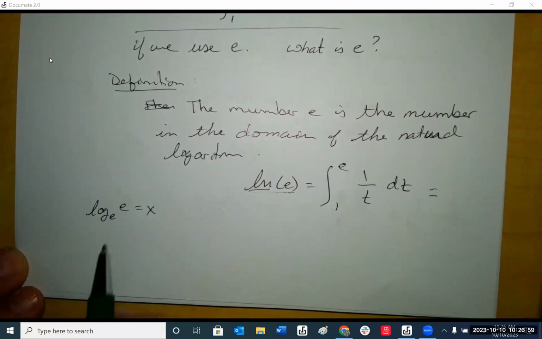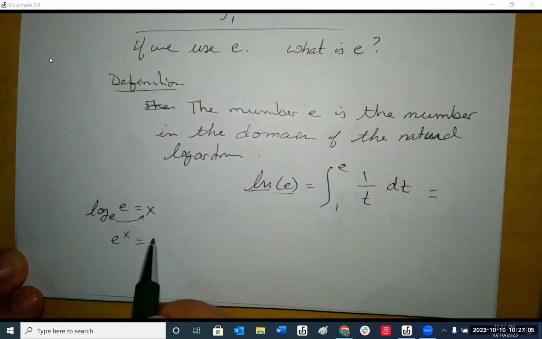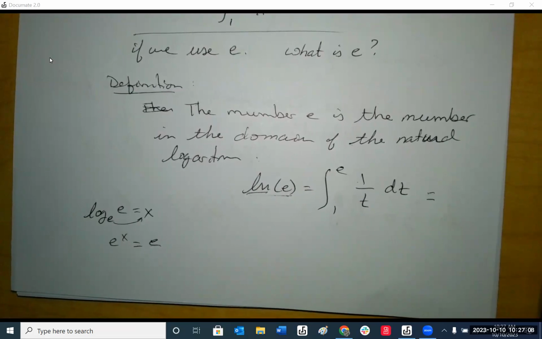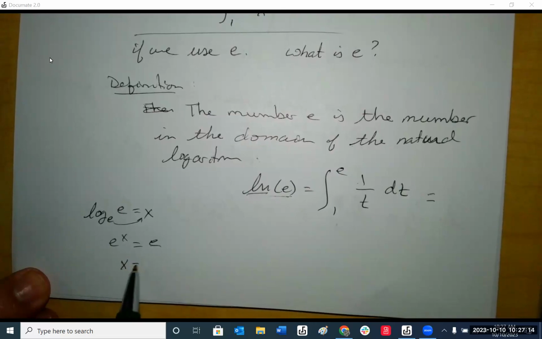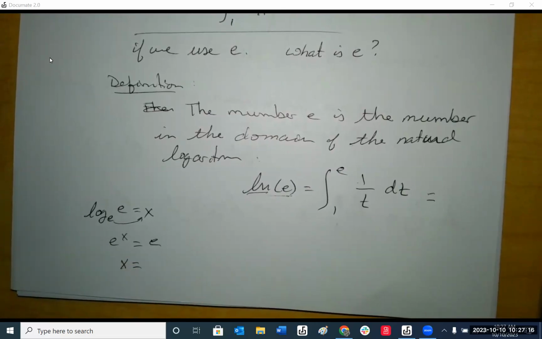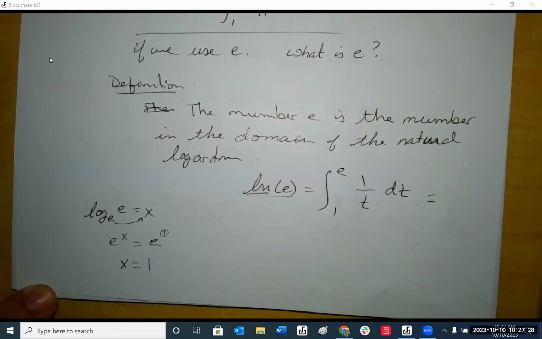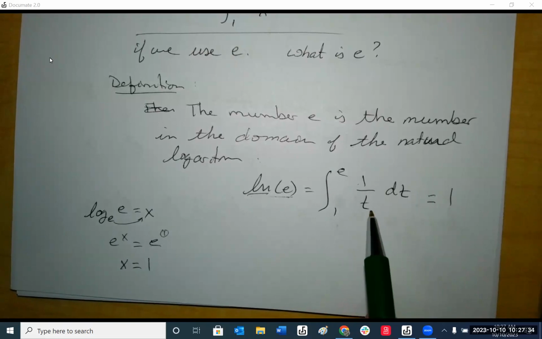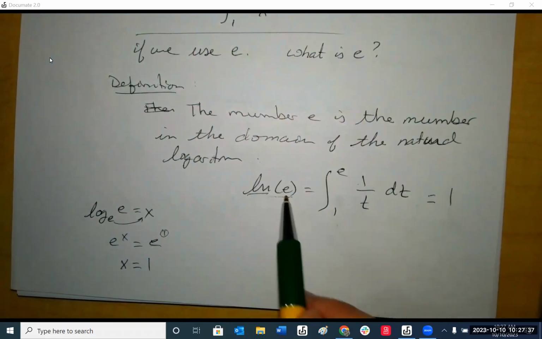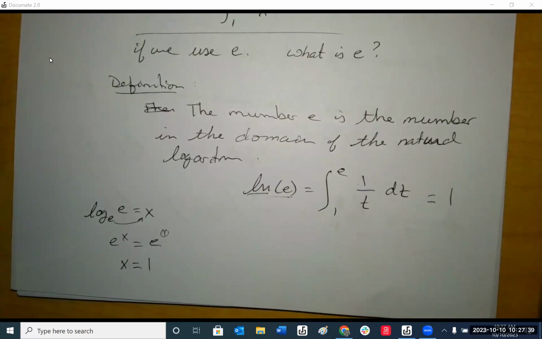So let's convert this to exponentials. This comes over here, so we have e to the power x. The log falls away. So for e to the x to equal e, what does x have to equal? Yeah, because the exponent is 1. So this function equals 1. So that integral of 1 over t, because we're not going to use x because we're using e and x.